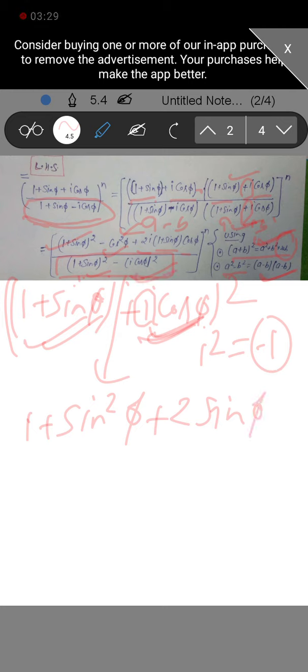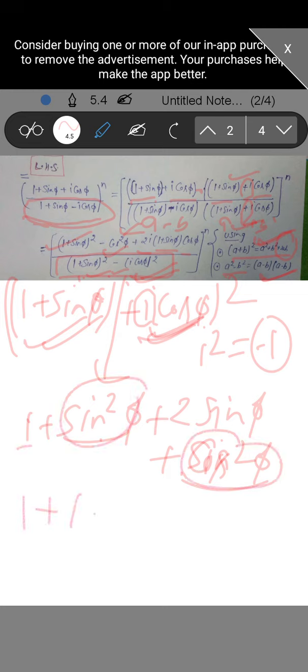And here when you square iota cos phi, we get minus cos phi, and here we have also 1 minus. So we get addition sin square, sorry, cos square phi. So when you add cos square phi and sin square phi, we get 1. So 1 plus 1, and when we add this and this, we get plus 2 sin phi. So overall what we get? 2 plus 2 sin phi. So when we take 2 as the common, we get 2 times 1 plus sin phi.